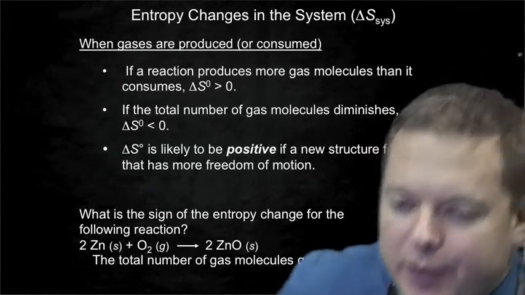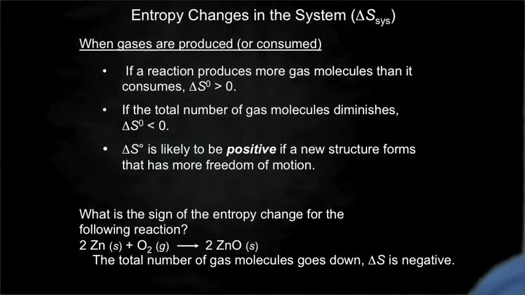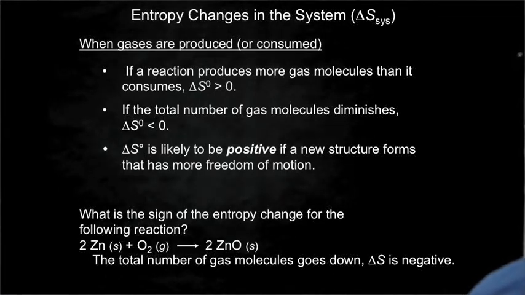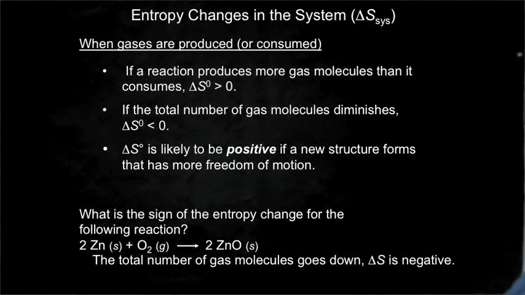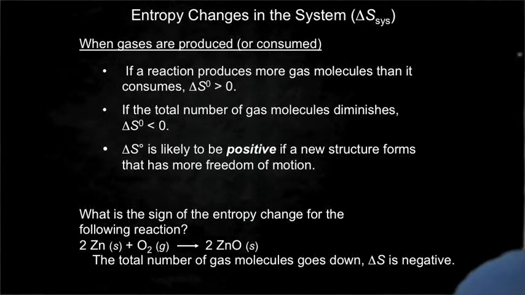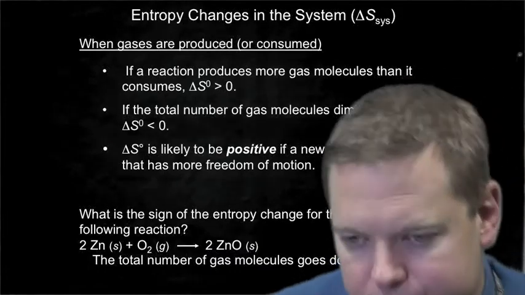So let's look at this bottom example here. What is the sign of the entropy change for the following reaction, where we take 2 zinc solid plus some oxygen gas to give us 2 zinc oxide solid? If we're looking at this, we go from reactants where we have gas molecules to products where there are none. So the amount of gas molecules is going down. Therefore, we would say that this delta S should be negative. The total amount of disorder is going to decrease in this reaction.